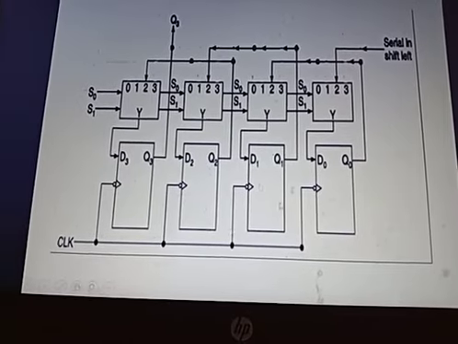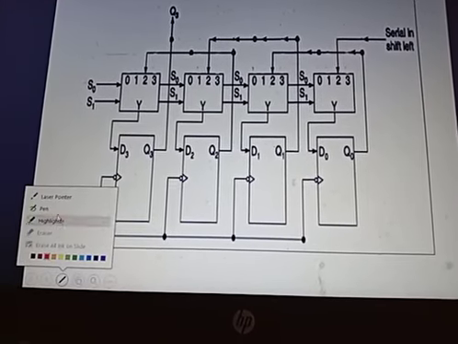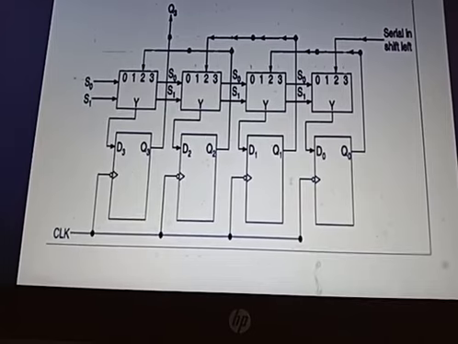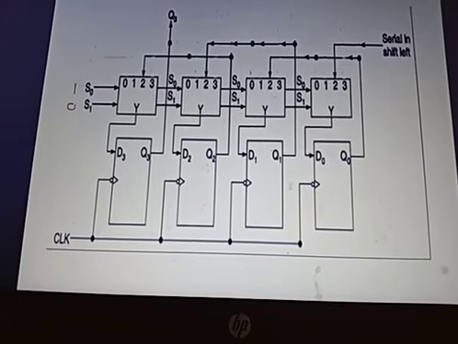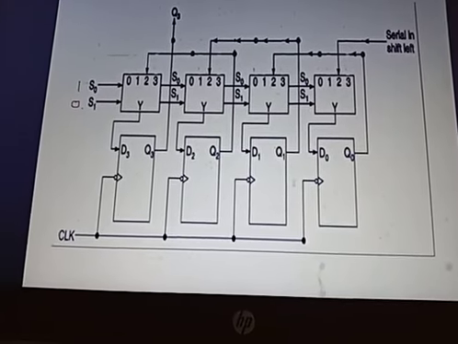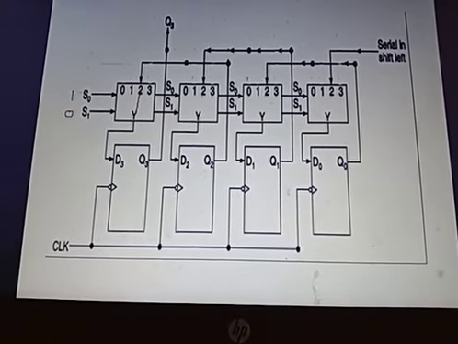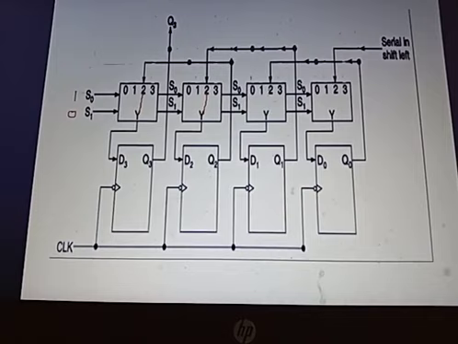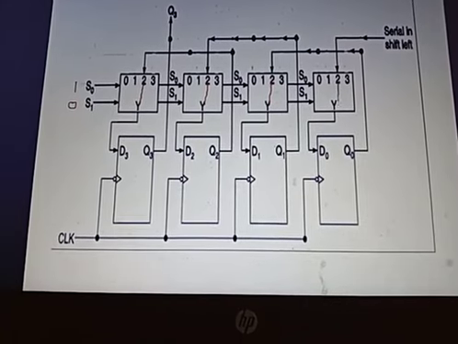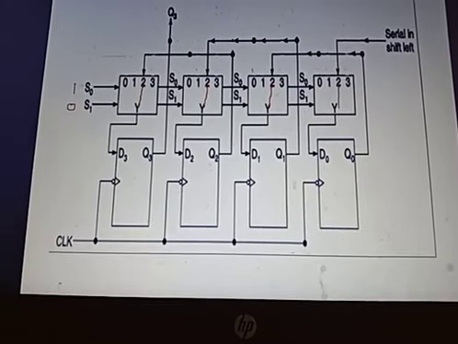Now in this case, this is a third case where we'll be assuming S0 equal to 0 and S1 is equal to 1. When I take 1 and 0, that means input 2 will be connected to Y, correct? Input 2 is directly connected to Y in your mux circuit. Now we'll see the flow of the circuit.